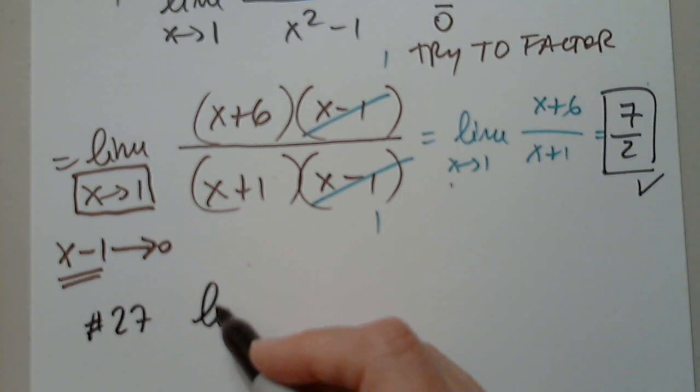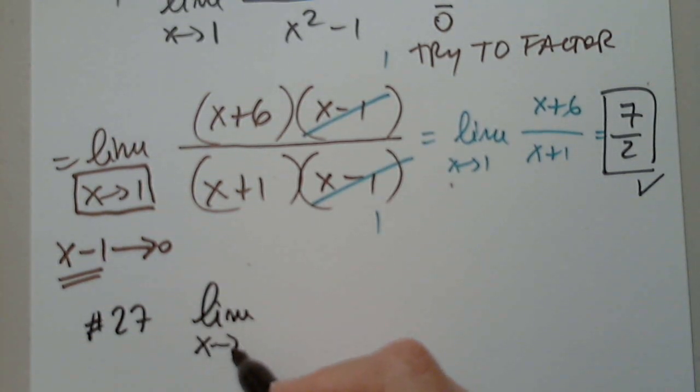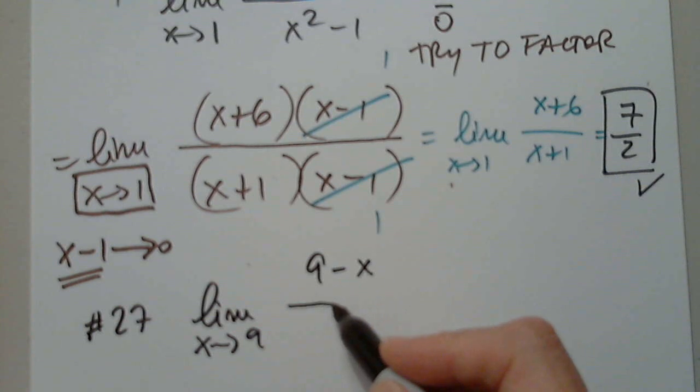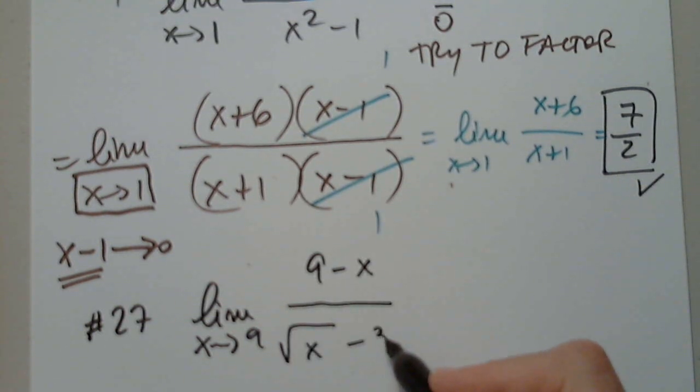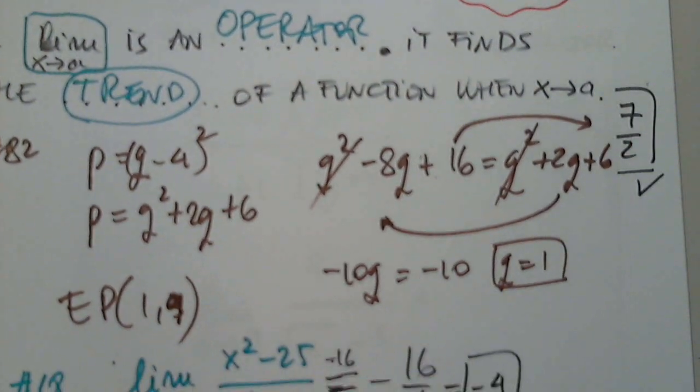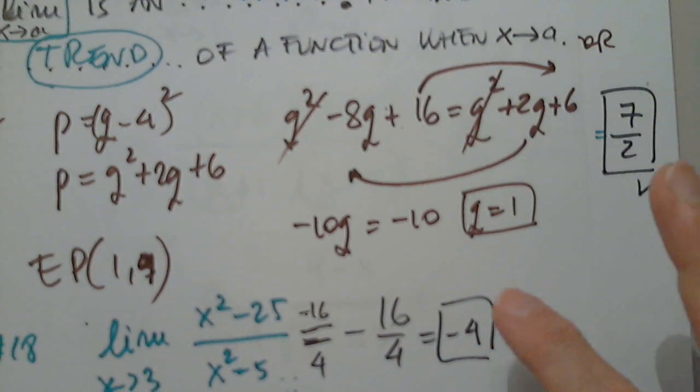in which we have the limit as x approaches 9 of (9 minus x) over (the square root of x minus 3). We have to determine the intermediate step. I do not know what to do with this before I identify the situation. Here, it was very easy. 3 was in the domain. Boom, done.